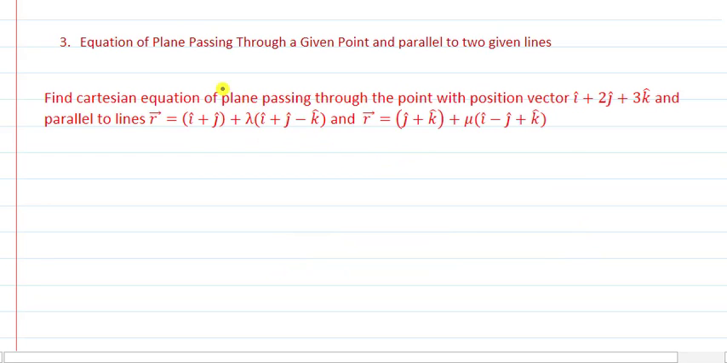Let me come to the third type. It is the equation of plane passing through a given point and parallel to two given lines. So for this, let me take one example. Find the Cartesian equation of the plane passing through the point with this position vector and parallel to the lines this and this.